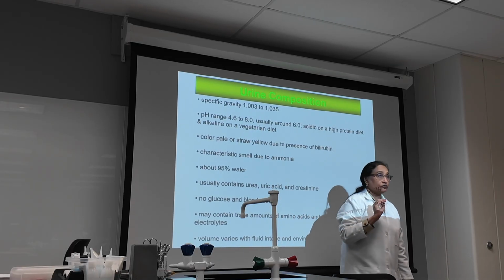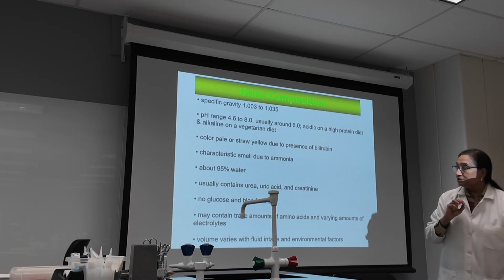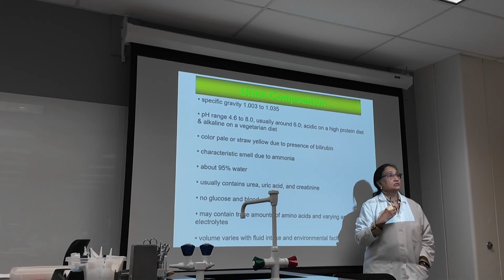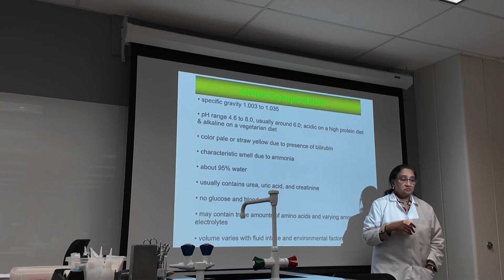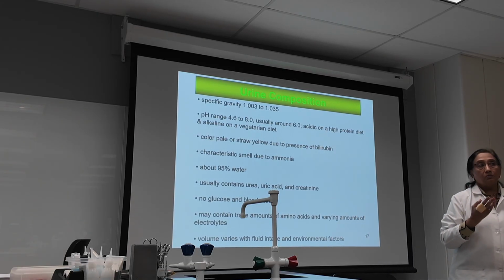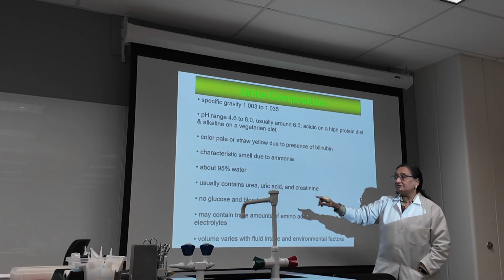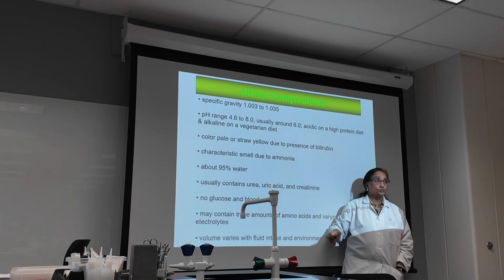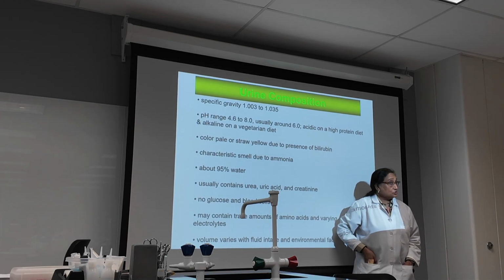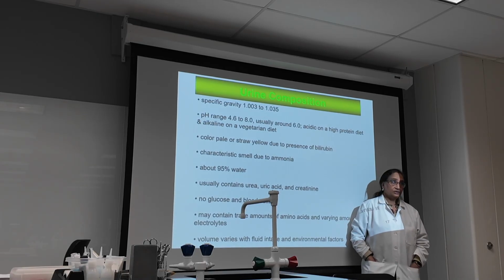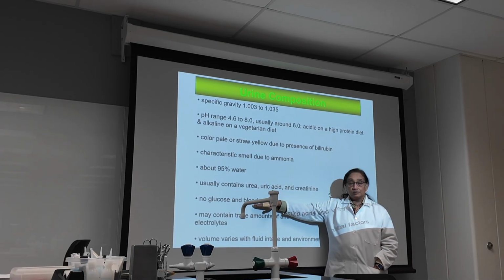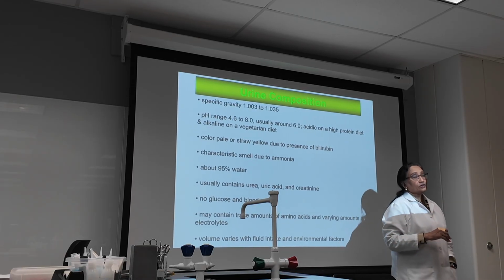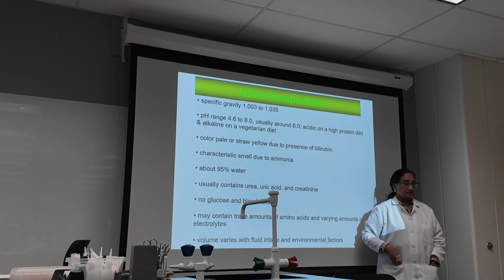About 95% of urine is water. The rest is all dissolved substances. What is dissolved? You'll have salts, sodium, chloride, maybe a little bit of calcium depending on your diet, and definitely all the waste products: uric acid, creatinine, urea. If you consume a lot of salt, then there will be salt in urine. Definitely no glucose and blood cells. Sometimes there could be trace amounts of amino acids.